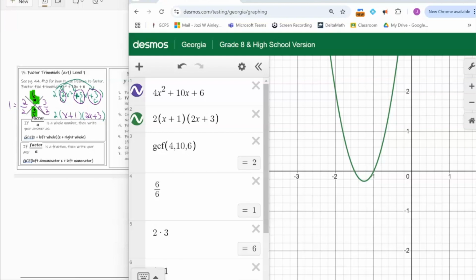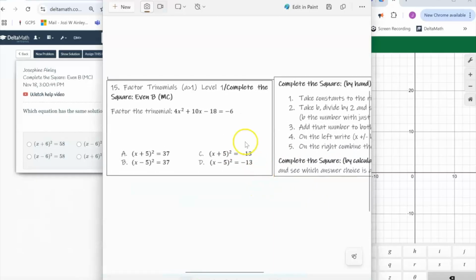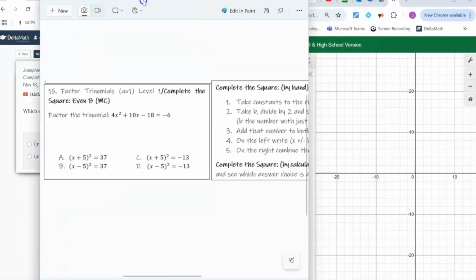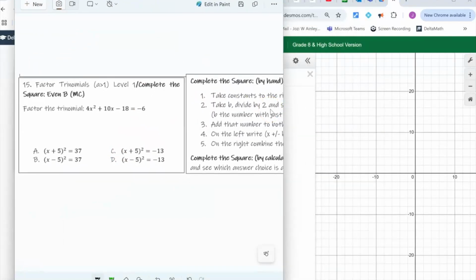Let's practice. All right, so what we're going to look at right now is complete the square with an even b, and that just means that the number with the variable is even. That way we'll have no fractions in our answers. But just like everything else, I am going to show you how to do this by hand. Like everything else, if you're given multiple choice, you're going to just go ahead and type it straight into the calculator.